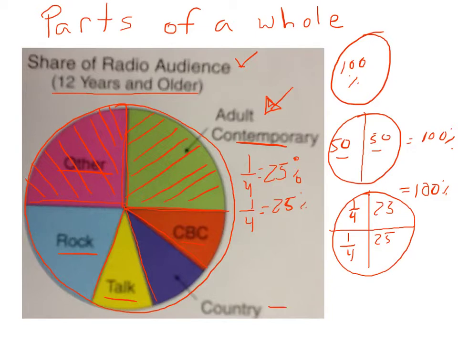And then if we look closer, we have these choices here: talk radio, country radio, and CBC radio. Those are 3 choices, and they each look to be about 1 out of 10. They look pretty small, so we'll go 1 out of 10, 1 out of 10, and 1 out of 10. They all look the same size, so that's how I know they're all 1 out of 10. And 1 out of 10 equals 10%. We have 3 of those, so another 1 out of 10 equals 10%, and another 1 out of 10 equals 10%.